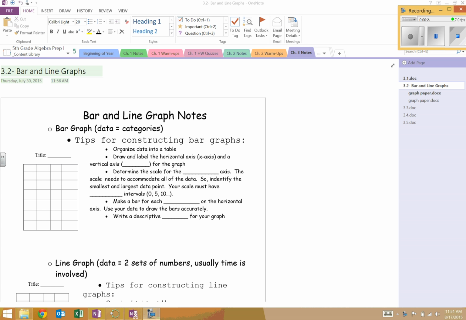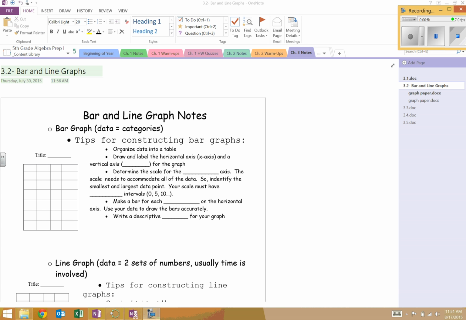Now, a little bit different format for our notes here. Bar graphs should be used when looking at categories. So if you want to know how many people play each sport at Canterbury, sports would be the category, and then obviously the number would be of each team. So looking at different categories of anything is what you're looking for in the data.